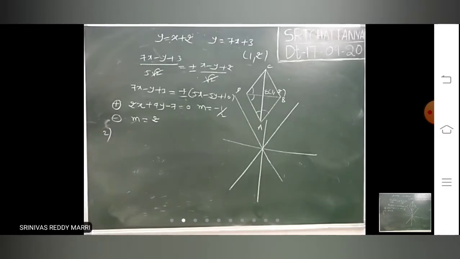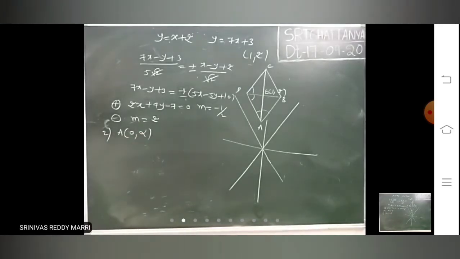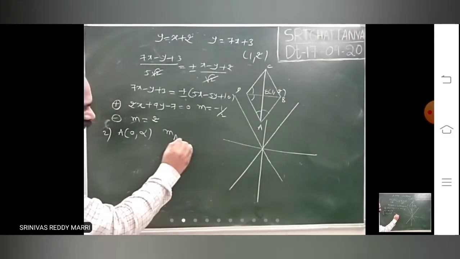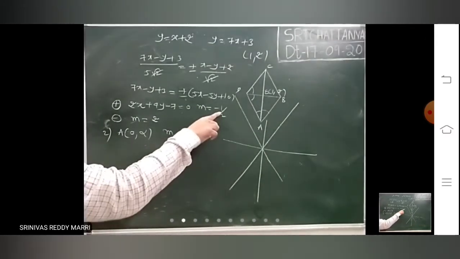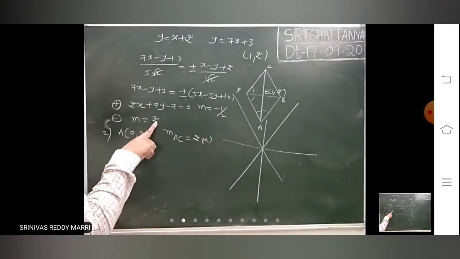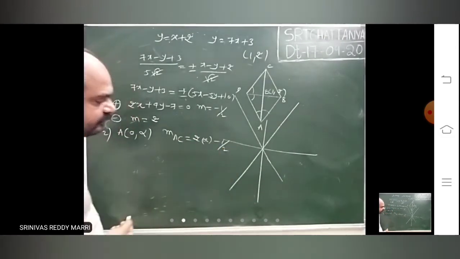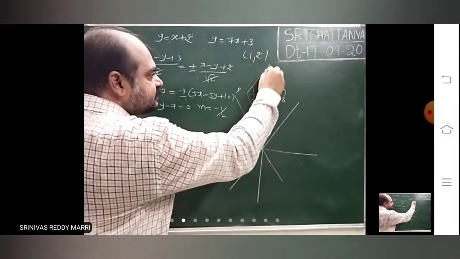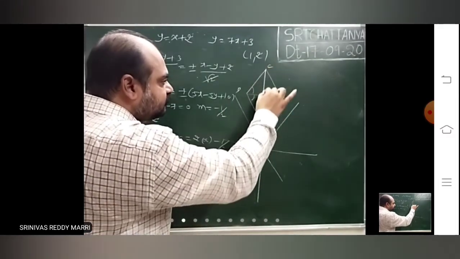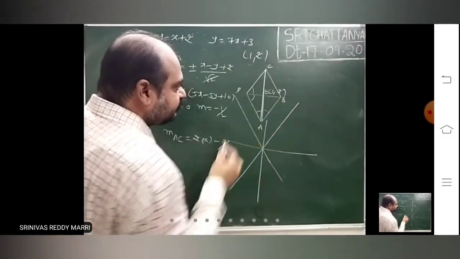Now second question. A lies on the y-axis. Let us say A is (0, alpha). Now the slope of this diagonal can be anything, either 2 or minus 1 by 2. With 2, one rhombus is possible. With minus 1 by 2, one rhombus is possible. This diagonal slope can be 2 or minus 2. If this is minus 1 by 2, this will be 2.